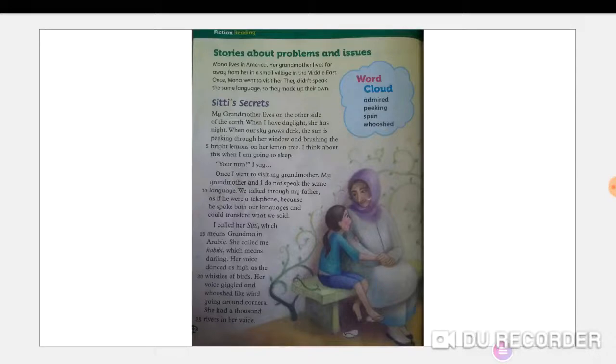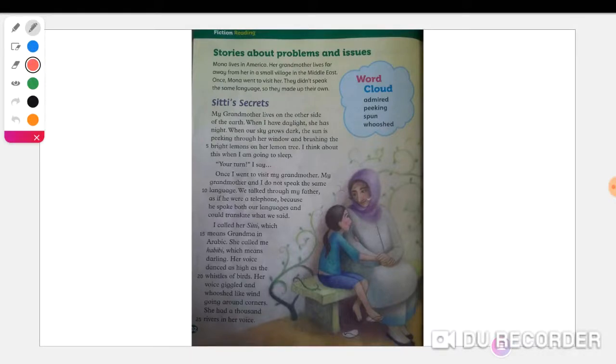Today we will discuss page 102 in your textbook. So please, all of you, pause the video now, bring your textbook, and open page 102. Okay? We have here the reading. Look at the picture and try to think what you can see here.